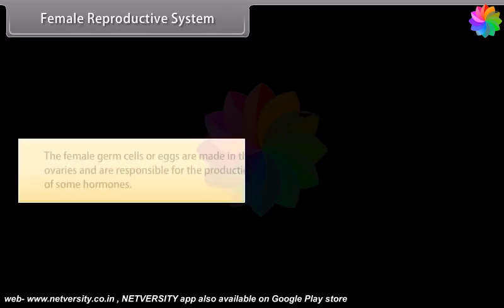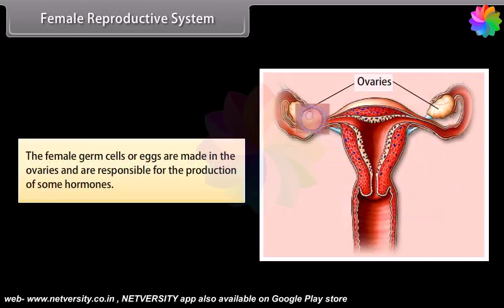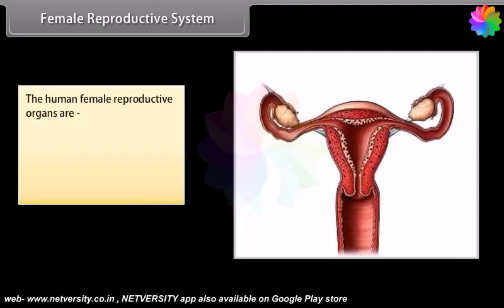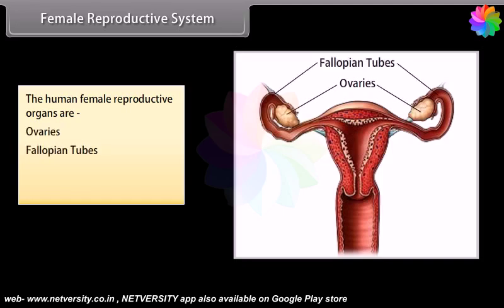Female reproductive system. The female germ cells or eggs are made in the ovaries, which are also responsible for the production of some hormones. The human female reproductive organs are ovaries, fallopian tubes, uterus, vagina.